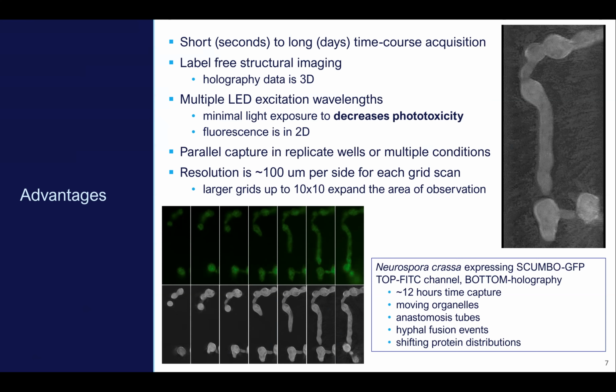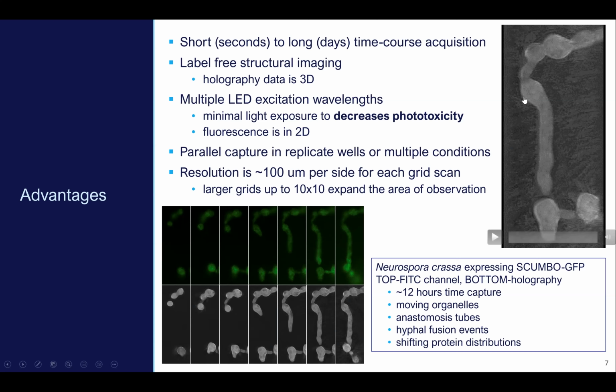The fluorescence data, however, is in 2 dimensions as opposed to the holography data, which you'll see is in 3 dimensions. As I mentioned, this is great for parallel experimentation. You can have many conditions, you can have multiple strains, you can image these in parallel so that you can do an experiment all at once without being concerned that time is going to be a factor when you're doing your comparisons. So the resolution for each capture is approximately 100 micrometers on each side of a grid scan. So you can include a scale bar for that.